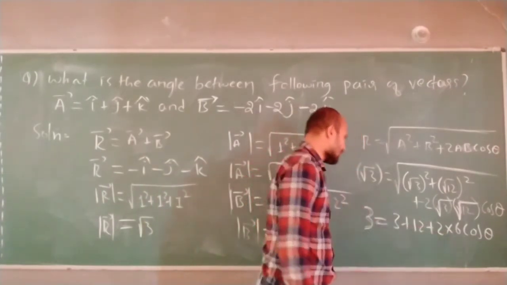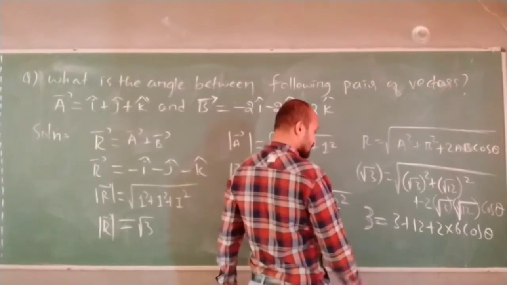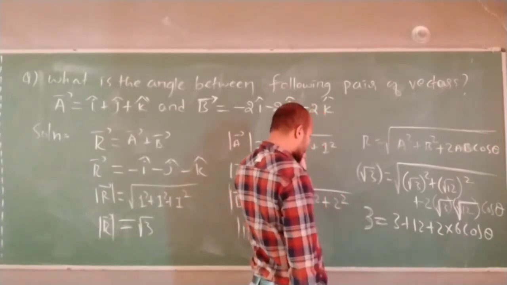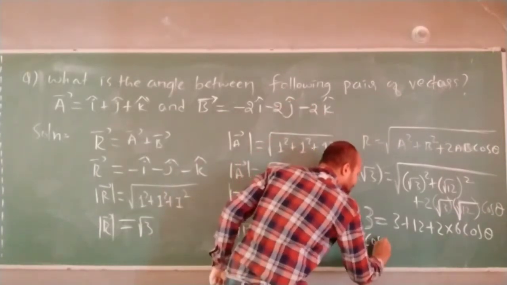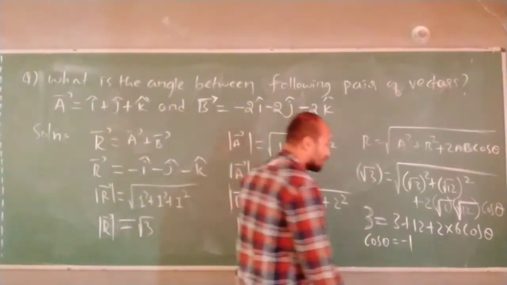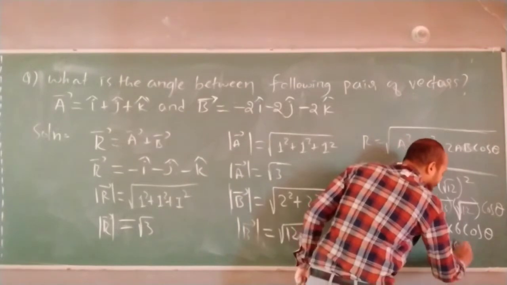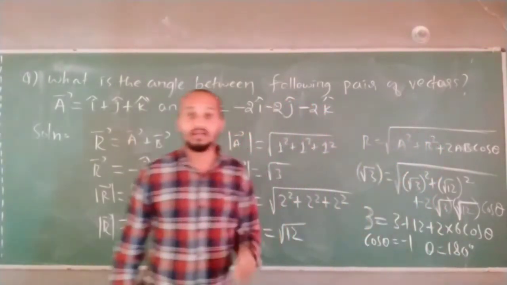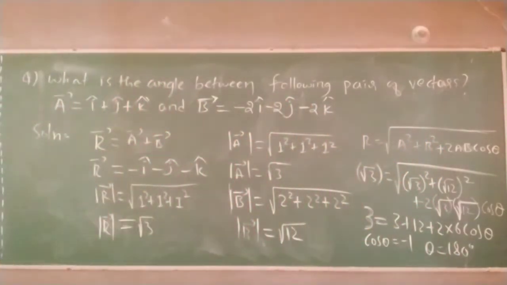2 6s are 12. Correct? So how much will you get? You will get cos theta is equal to minus 1. When cos theta is equal to minus 1, means how much? Theta will be 180 degrees. Correct? This method you can solve by using the resultant.